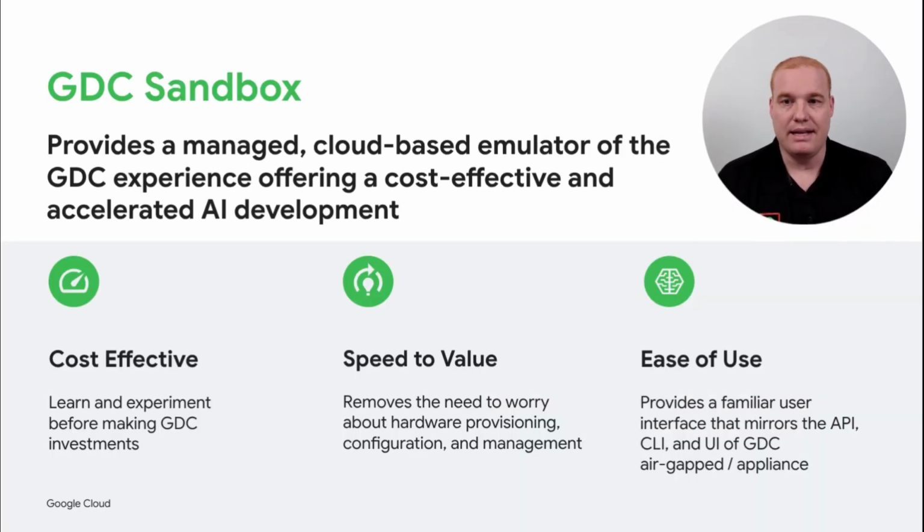GDC Sandbox is a cloud-based offering and a managed emulator of the Google Distributed Cloud air-gapped and appliance experience. The GDC experience is offering a cost-effective and accelerated generative AI development platform for solutions like Gemini. It's cost-effective because it allows you to learn and experiment before making your Google Distributed Cloud investments in physical systems. It increases your speed to value, removing the need to worry about the provisioning, configuration, and management. It also provides ease of use with a familiar interface via API, CLI, and UI of the GDC experience.